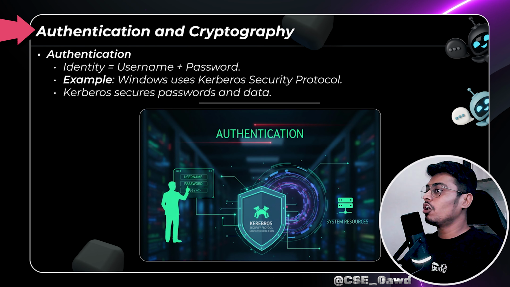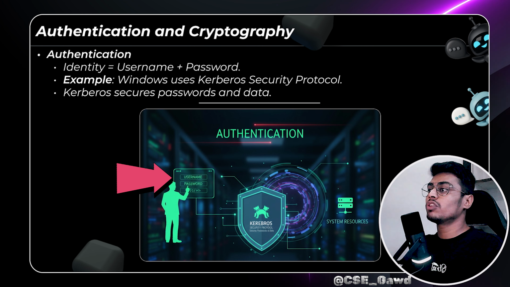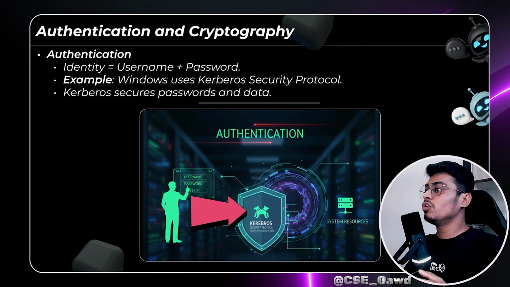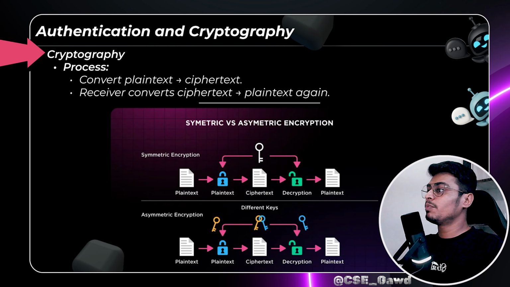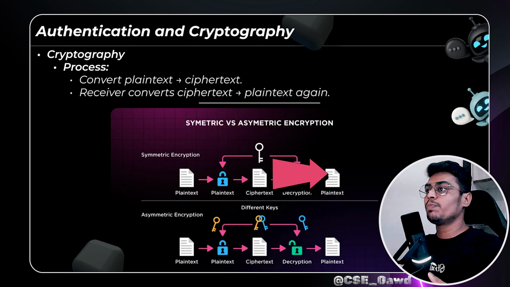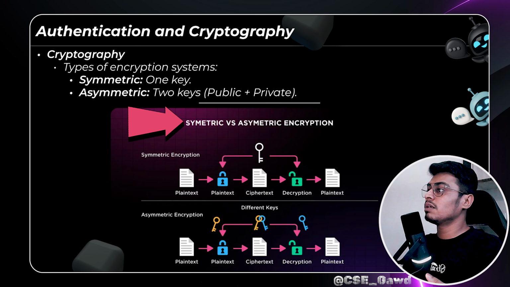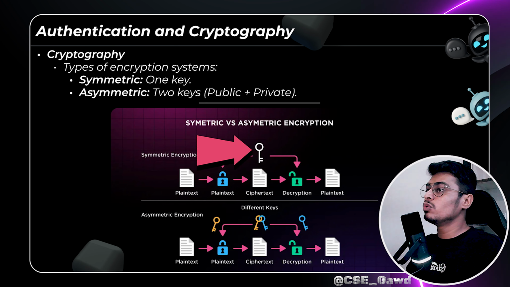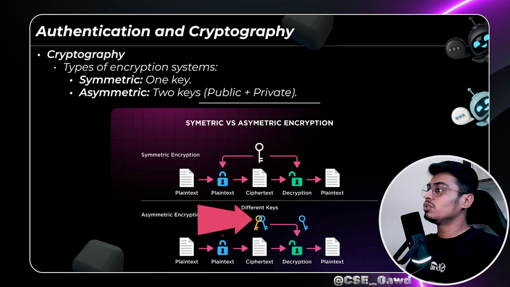Now, what is authentication and cryptography? Authentication is your username, password, your identity, and for example Windows uses the Kerberos security protocol. Through Kerberos security protocols, all passwords and data are kept secure. And in cryptography, we convert plain text to ciphertext, and when it reaches the receiver, it converts the ciphertext back to plain text. You have multiple encryption systems, symmetric and asymmetric. In symmetric we use one key, and in asymmetric we use two keys, a public key and a private key. We have also discussed this in our networking lecture, so you can check it out also.